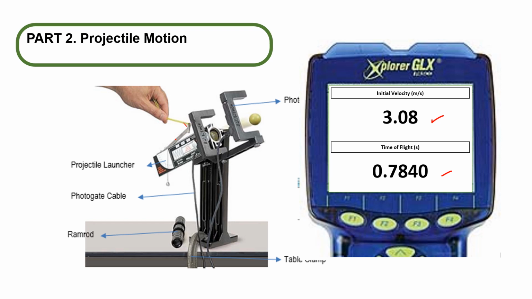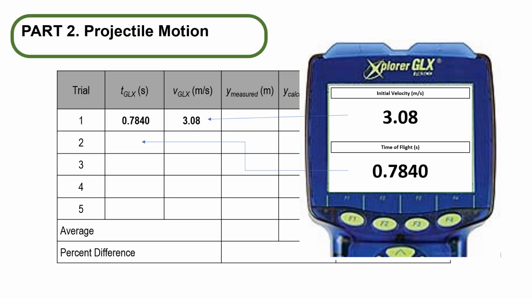Again, in this experiment, we're going to predict the horizontal and vertical displacement of the plastic ball, given a certain angle. We need to put the initial velocity in the column for the VGLX, which is expressed in meters per second. Then the time of flight goes in the second column, the TGLX, which is expressed in seconds.